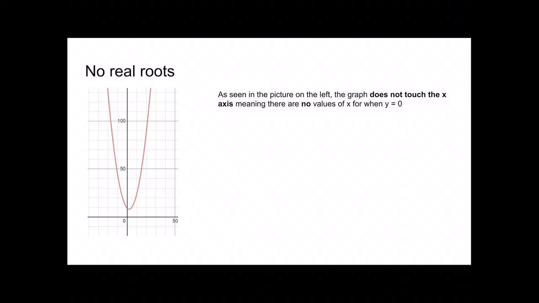So as you can see, the lowest value for y is about 8 or so. That's the lowest y value. It doesn't touch the x-axis, and therefore there are no x values for when y equals 0. So when y equals 0, there are no x values. So there are no real roots. Okay, so as we stated in the last slide, this happens when b squared minus 4ac is less than 0.